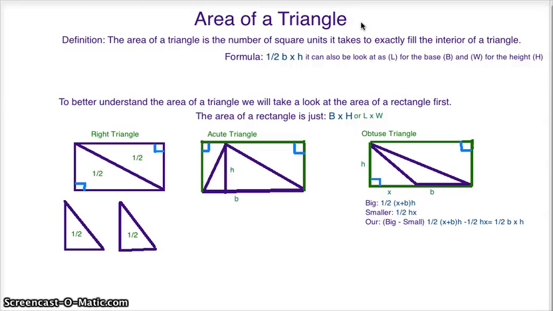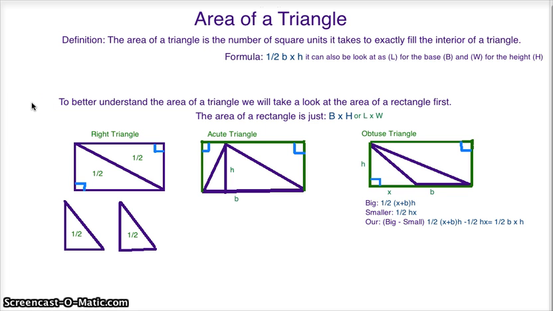Today we're going to learn about the area of a triangle, and first we'll start with the definition, which is the area of a triangle is the number of square units it takes to exactly fill the interior of a triangle. And the formula for this is just 1/2 base times height, and it can also be looked at as length times width.